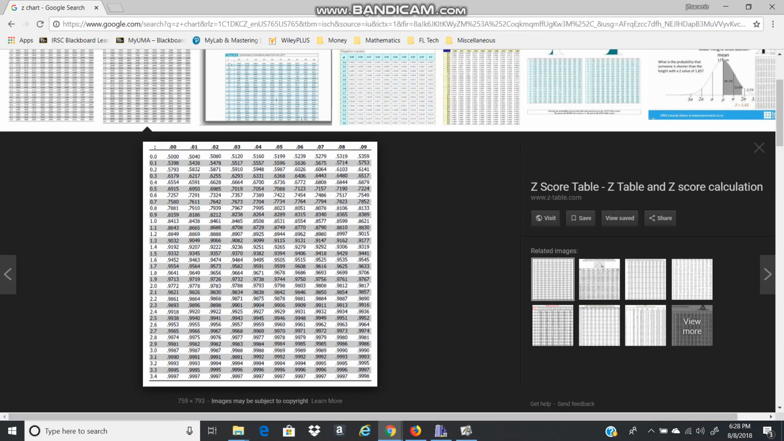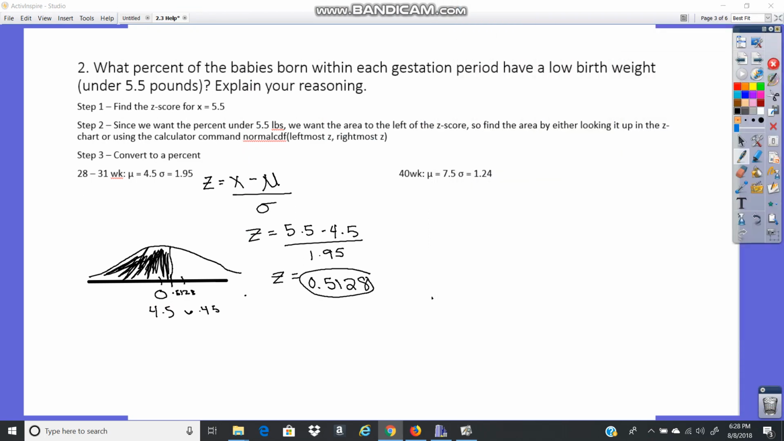So I'm using this z-chart here, 0.5128. I would go to 0.5 and 1. So the area is somewhere between 0.6950 and 0.6985 when I look at that z-chart. So that's one thing that I can do. The other thing that I can do to get an exact value is use my calculator.